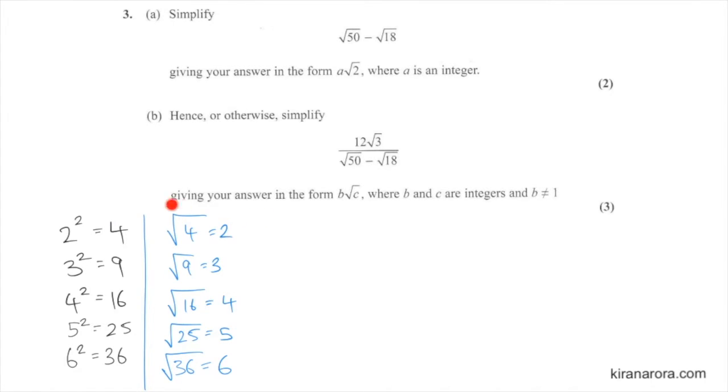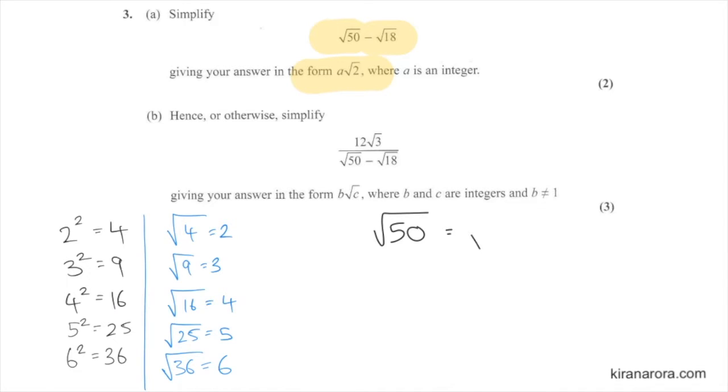So here I've written out the square numbers and the square roots of the square numbers, which, unsurprisingly, gets you back to the original number that you would have squared. Now this question is basically telling you what to do because it wants the answer in the form a root 2. So that must mean that root 50 and root 18 can be written in the form of something root 2.